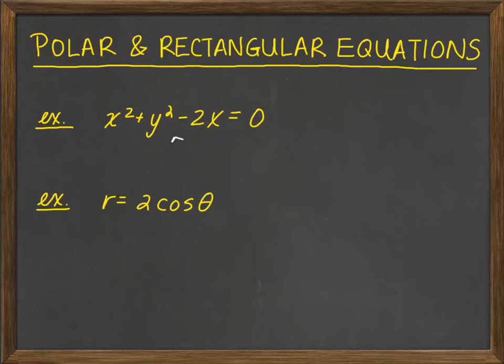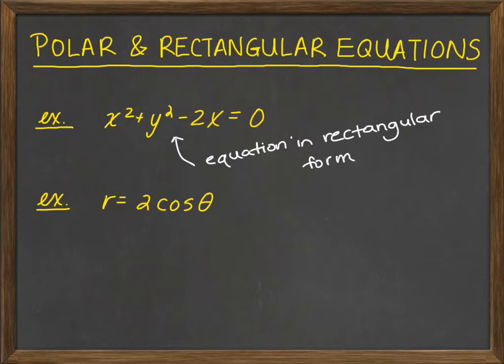So just to start off, the first equation we have here, x squared plus y squared minus 2x, is an equation in rectangular form. The reason we know that is because everything is written in terms of x and y. So this is what equations in rectangular form look like. Now, the latter equation, r equals 2 cosine theta, is an equation in polar form. The standard way to write a polar equation is r equals something in terms of theta. What we're concerned about is being able to go back and forth between equations of these particular forms.